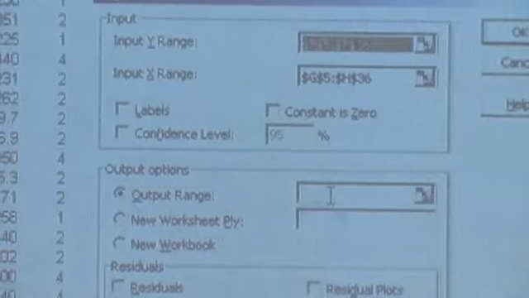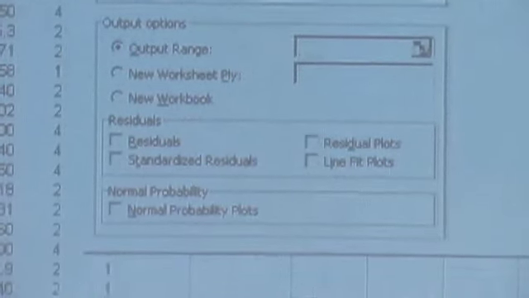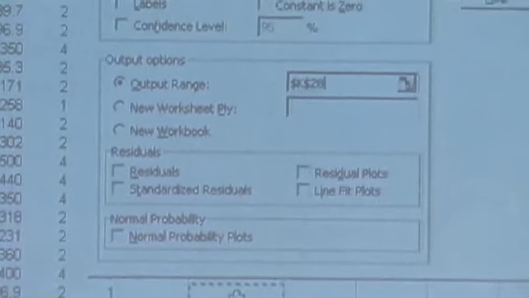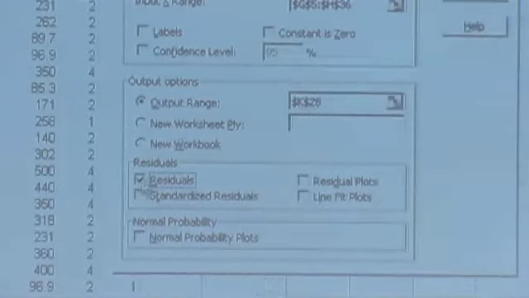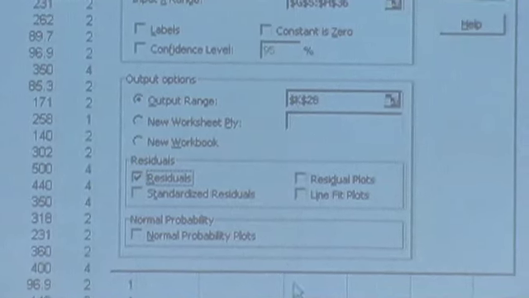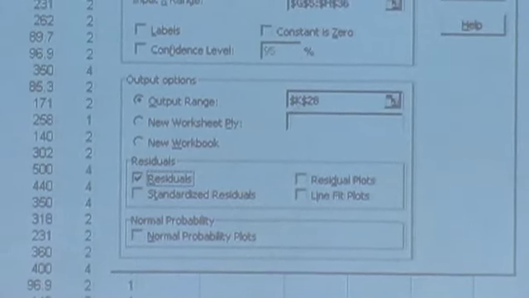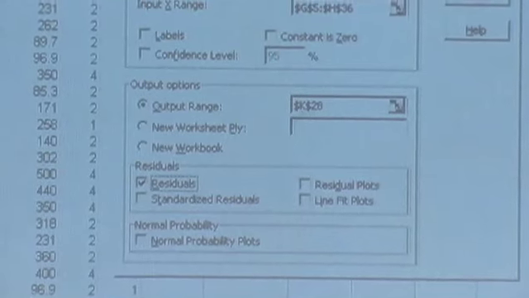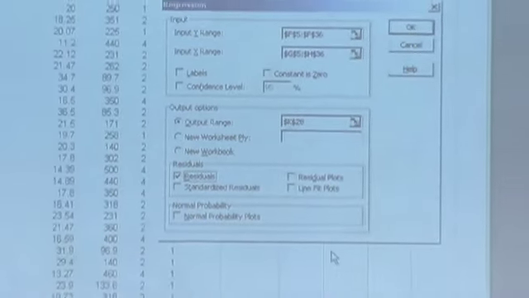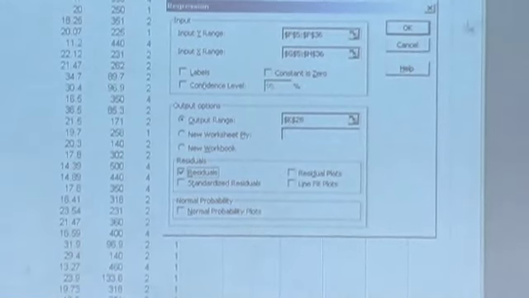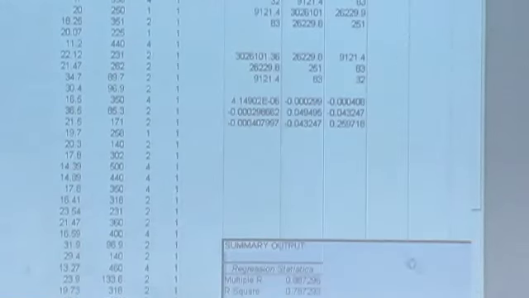Output range, let's just put it down here. Okay, and let's go ahead and get the residuals. Output range is wherever you want it to be put out. Either you can put it on a new sheet or you can just name a cell where you want the upper left-hand corner of all the output to go. Okay, so there it is.